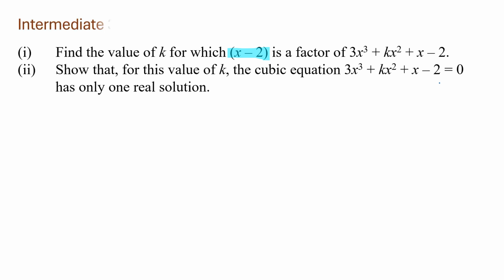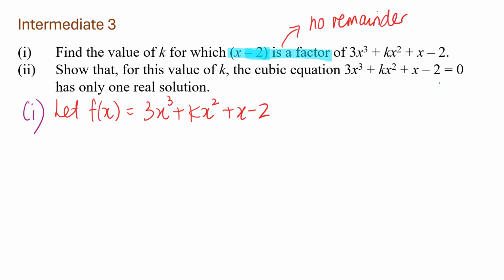Right, let's move on to the last question, and this is the intermediate level. For part 1, we are asked to find the values of k for which x minus 2 is a factor of the cubic polynomial. If x minus 2 is a factor, using the factor theorem, we know that the remainder will be equal to 0. Like what we have usually done, let's give a name to your polynomial. Let's call it f of x, and then we're going to substitute x to be 2.